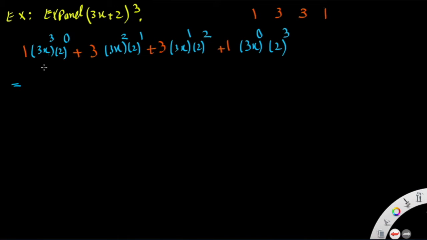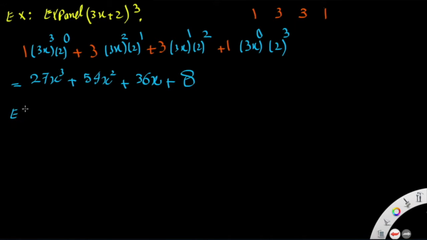Now simplify. It would be 27x cubed plus, it would be again 27 times 2 actually, then it would be 54x squared plus 4 times 9, 36x plus 8.